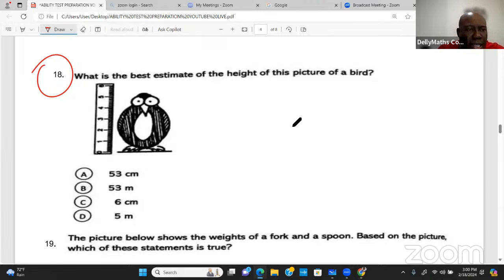All right, let's take a look at question 18 here now. I've seen some answers coming out. It says, what is the best... And we're talking about best, so estimate is kind of out. Best estimate means we're going to be comparing things. What is the best estimate of the height of this picture? I want you to take a look. This is 5. It's literally about 5, I could tell you.